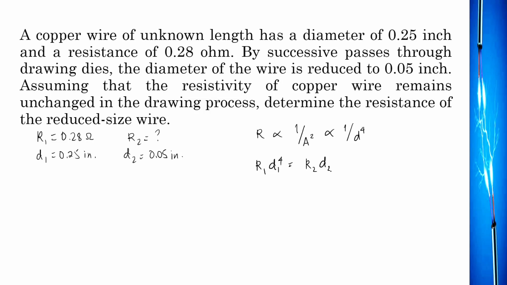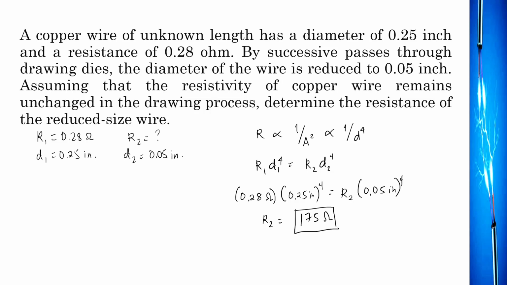So, with that, we can have this relationship. Bali, multiply lang pala natin yung kanilang mga fourth power of the diameter. So, we can have 0.28 ohms, then the diameter is 0.25 inch raised to 4, then another one, R2. So, expect na natin na yung magiging resistance natin dito will be much higher. So, makuha natin ay nasa 175 ohms.